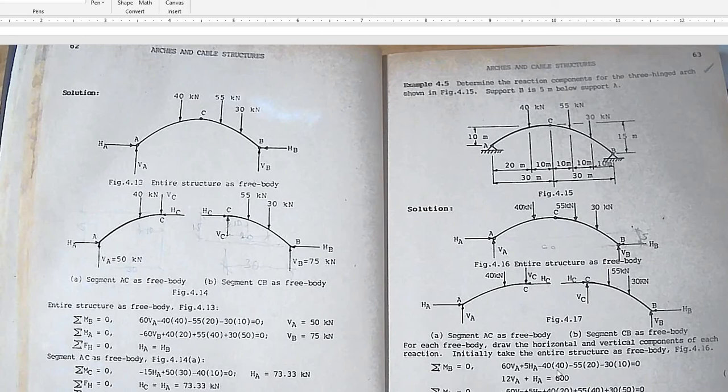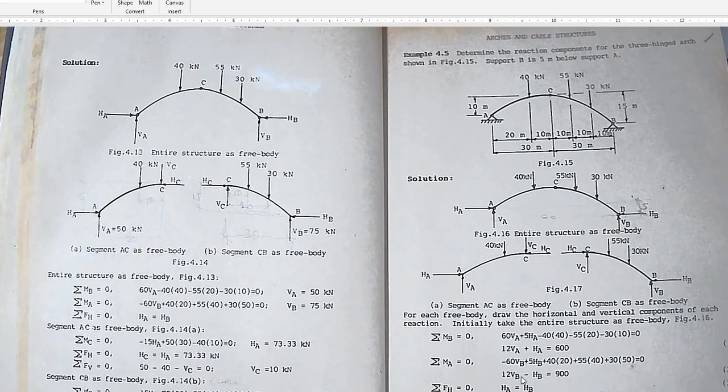And then, minus 40 times 40, minus 55 times 20, minus 30 times 10 is equal to 0. Ito ngayon yung mga loads. So, from here, dalawa na kaagad ang unknowns mo. H sub A and V sub A.